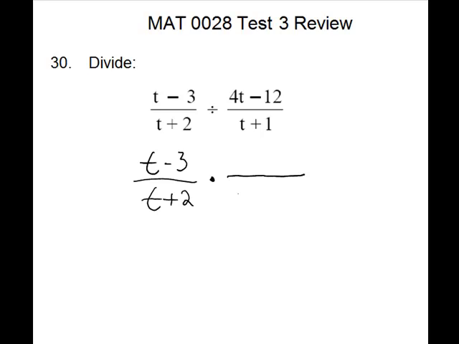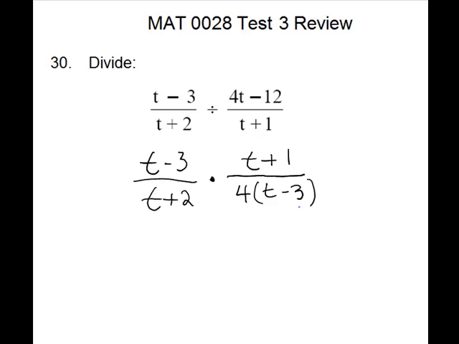I can take out a 4, one set of parentheses, that will leave me t minus 3. And for the t plus 1, there's nothing I can do. Your exponent's 1, your only choice would be GCF, which there is no GCF. Right, and now we're ready to divide out any common factors.